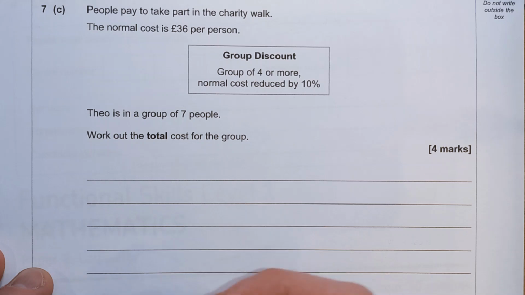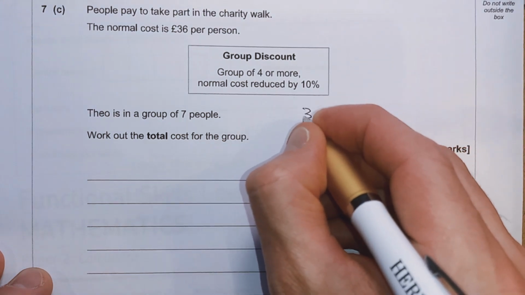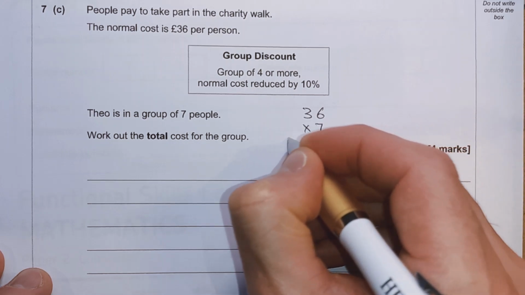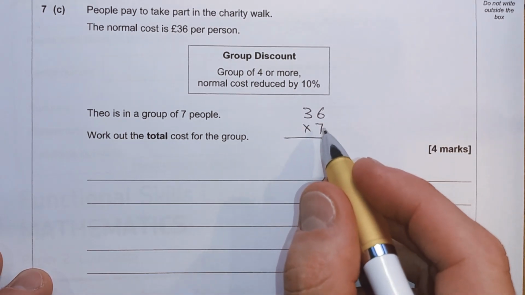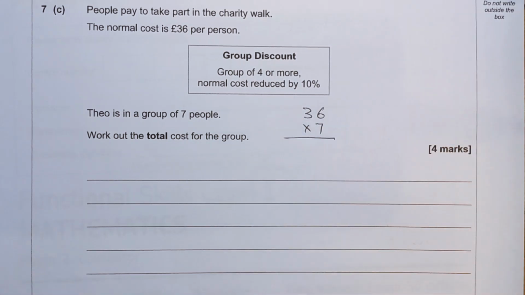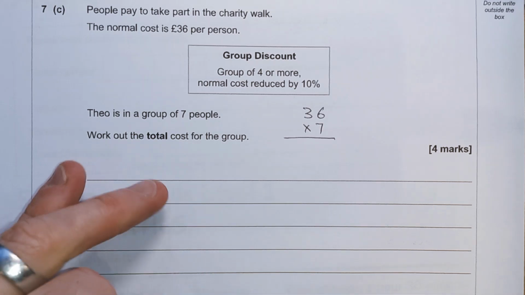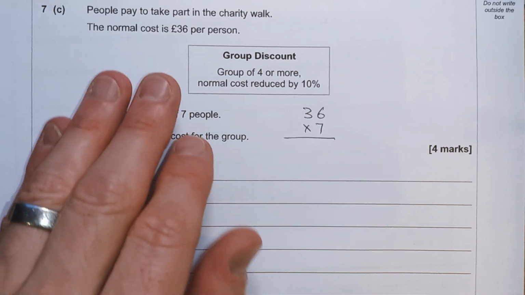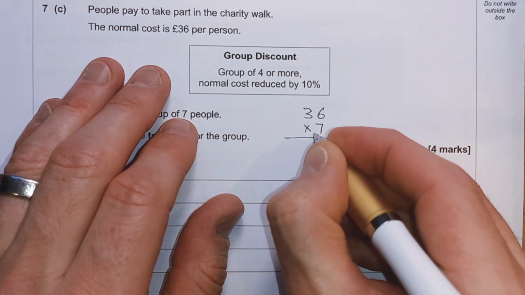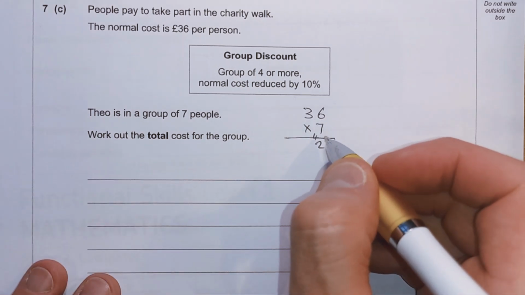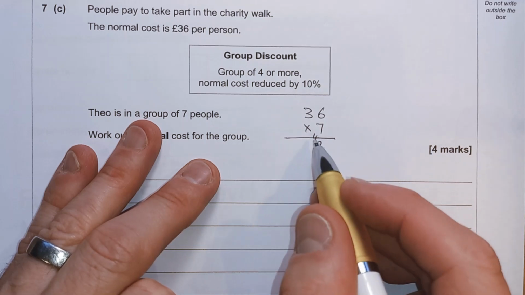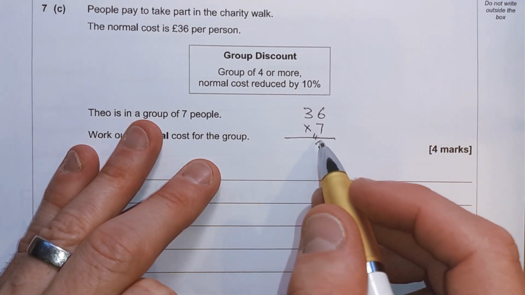Well, let's start off with the unreduced price. So it's £36, but there's 7 of them. So we want 36 times 7. So we'll start off with 7 times 6, or 6 times 7. I'm going to do 7 sixes, because I think 6 times table is a bit more straightforward. 6, 12, 18, 24, 30, 36, 42. 7 sixes are 42. Then we want 7 times 3, or 3 times 7. I'll do 3 times 7. 7, 14, 21. Plus the 4 is going to make it 25.